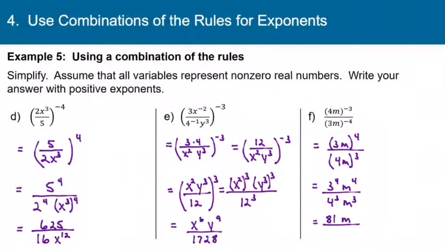That gives us m to the first power, and I know it belongs in the top because there are more m's in the top than there were in the bottom. And also notice that I didn't write m to the first, I just wrote m, because we never want to explicitly write that exponent of 1. And then in the bottom we have 4 to the third, which is 4 times 4 times 4, so that's going to be 64. So here we have 81m over 64, and that one's finished.